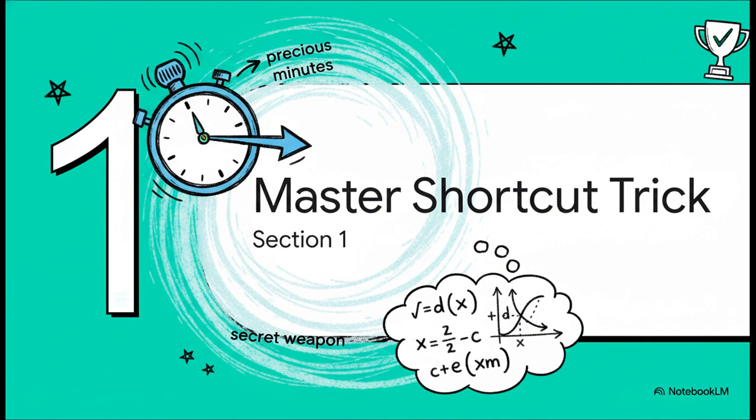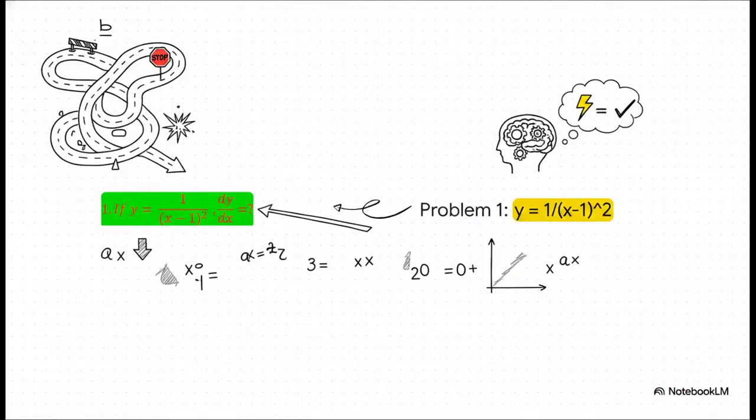It's time to learn your new secret weapon. Let's look at problem 1. We need to find the derivative for y equals 1 over the quantity x minus 1 squared. Now, the traditional speed trap here is to immediately start writing out the quotient rule, right? Low d high minus high d low over low squared. Or maybe you rewrite it with a negative exponent and try to muscle through the chain rule. Both of those methods take precious time, and honestly, both leave room for silly algebraic errors. But with our mental shortcut, you can just look at this and immediately know the answer.